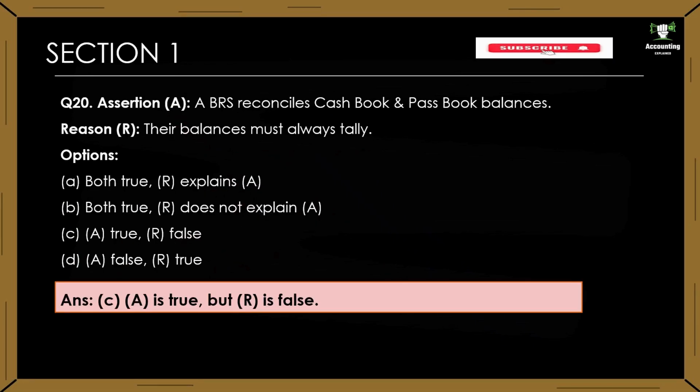Here, assertion is perfectly true as the purpose of bank reconciliation statement is to reconcile cash book and passbook balances. However, the reason is false. We prepare BRS precisely because the two balances do not tally, right? Cash book and passbook balances do not tally. If they always did, then there is no purpose for BRS. Therefore, answer is C, where A is true but R is false.